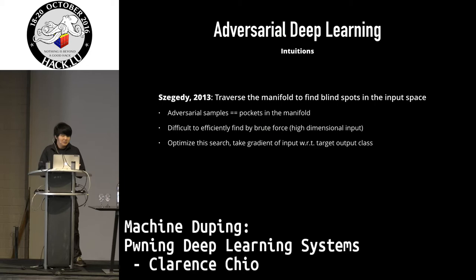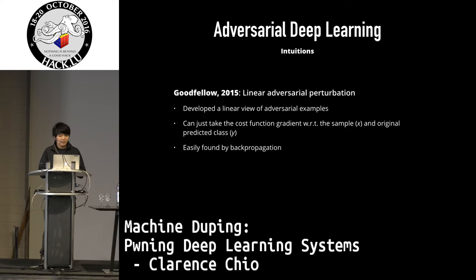And this is okay. People used to do this in the past, but it would take a long, long time, especially if you're looking at larger images. If you're looking at malware classification, for example, then typically you have to change millions and millions of bytes, and it's just a combinatorial explosion. So to optimize this search, you can take the gradient of the input with respect to that target output class, which is what inspired the next method, which is linear adversarial perturbation.